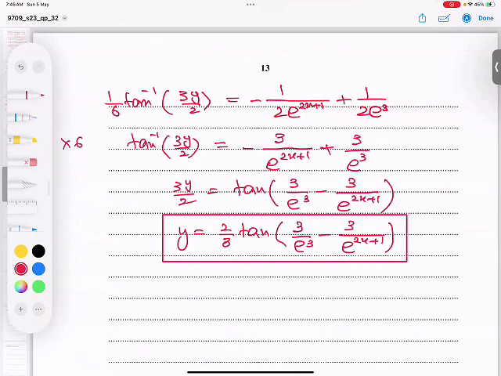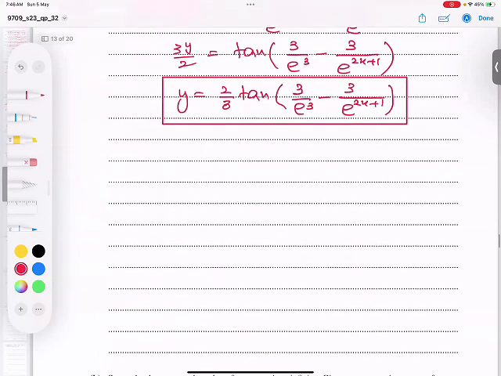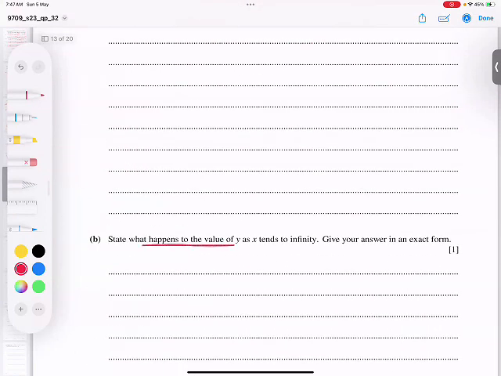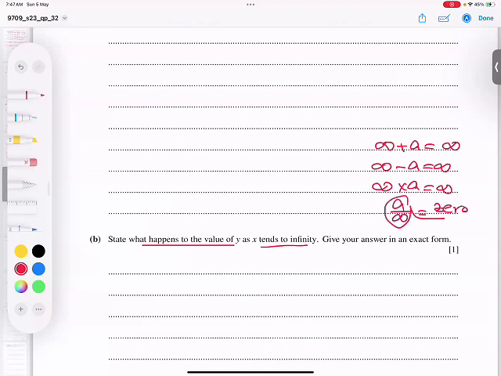Now what is asked in the next part? What happens to the value of y if x tends to infinity? For your knowledge, if you add something to infinity, it remains infinity. From infinity, if you subtract something, it remains infinity. If you multiply infinity, it remains infinity. But when you divide a by infinity, not 0, then you get 0, because something by infinity is 0. So don't forget this criteria.